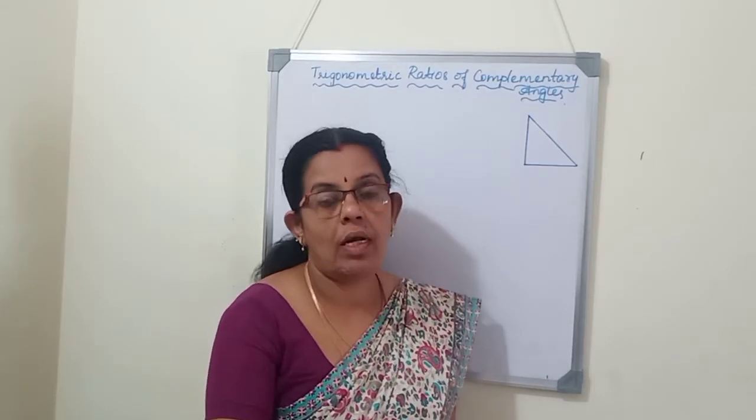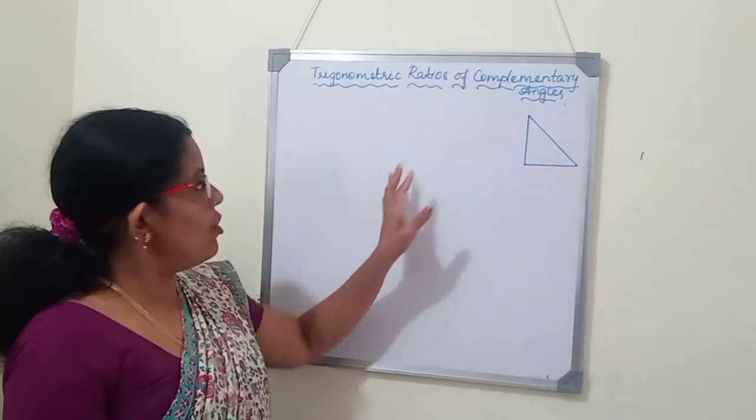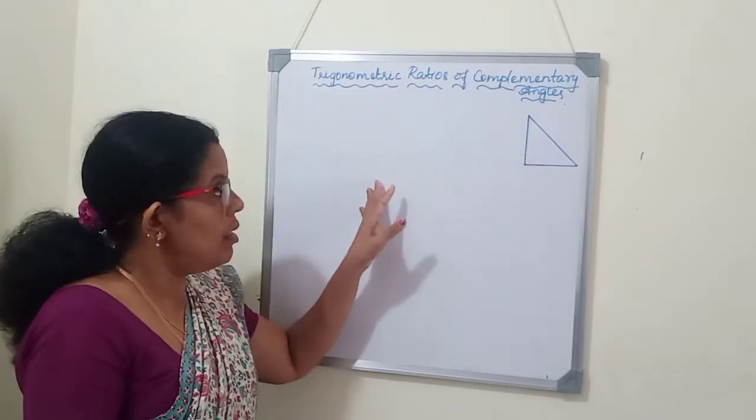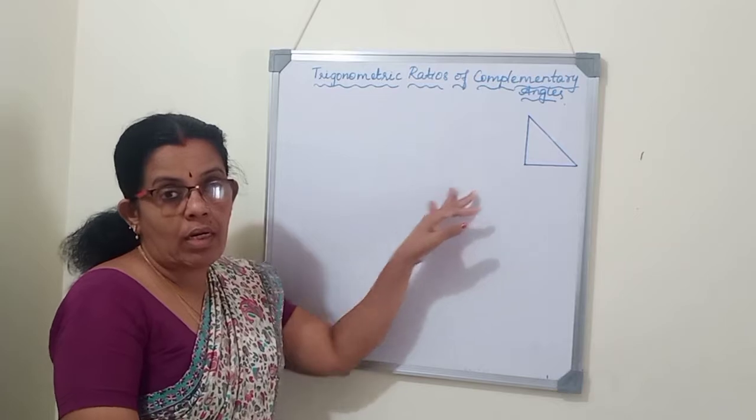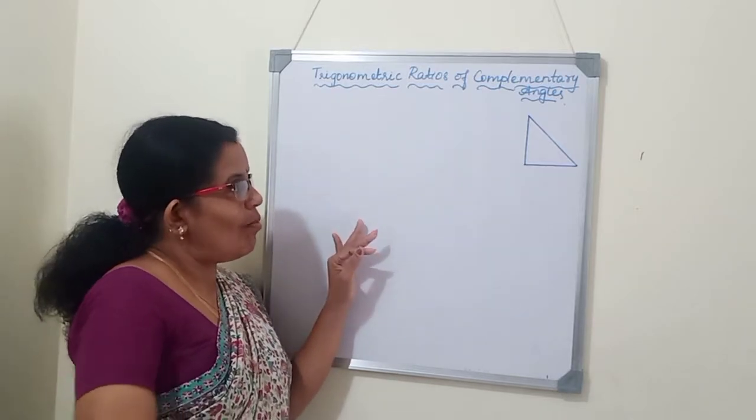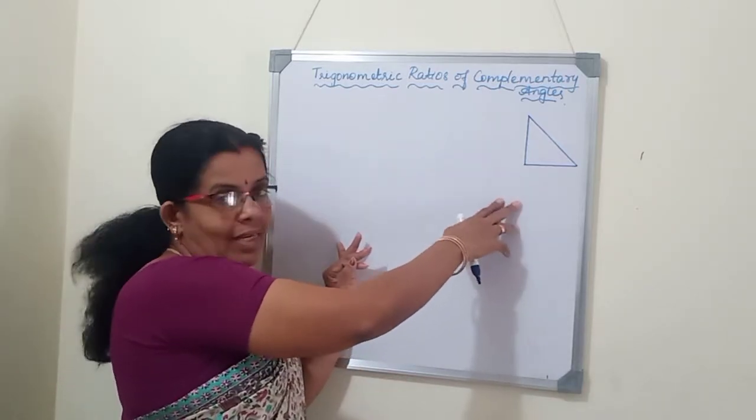Today we will move on to the next topic, trigonometric ratios of complementary angles. What is meant by complementary angles? Two angles are said to be complementary if their sum is 90 degrees.